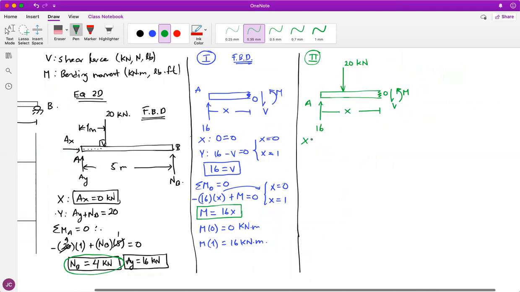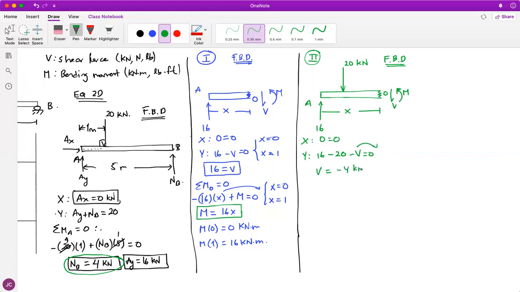So let's just do our equilibrium. This is a free body diagram for another chunk of the beam, when you already put the 20 kilonewtons acting on the beam. So the sum of forces in X equals 0, and then let's go for the Y part. The Y part tells me that 16 is going up, minus 20, because this one is going down, and then minus B equals 0. So I'm going to pass this over there, so B equals minus 4 kilonewtons, okay?